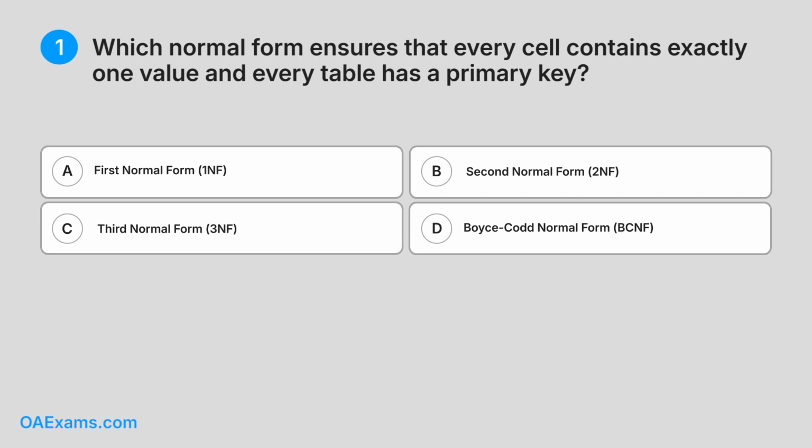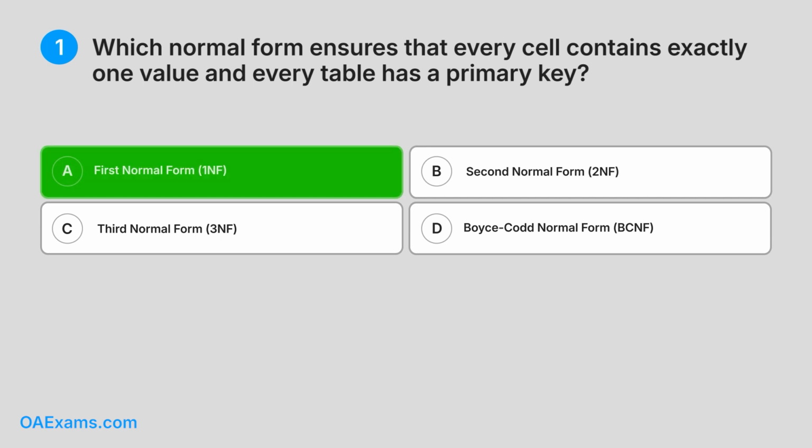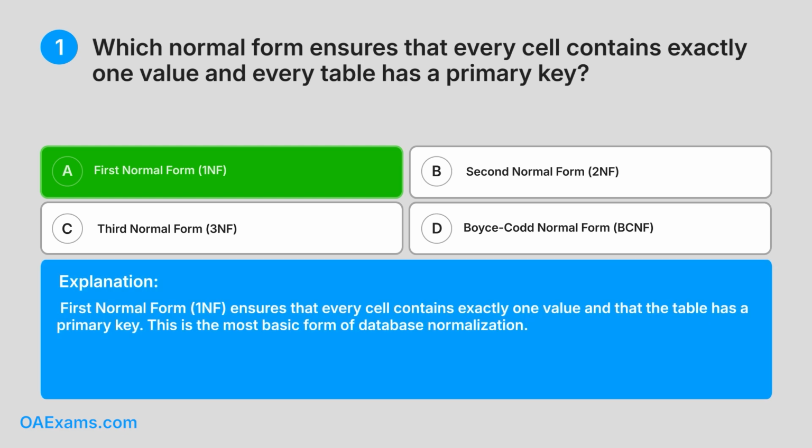Correct answer. A. First normal form, 1NF. Explanation. First normal form, 1NF, ensures that every cell contains exactly one value and that the table has a primary key. This is the most basic form of database normalization.